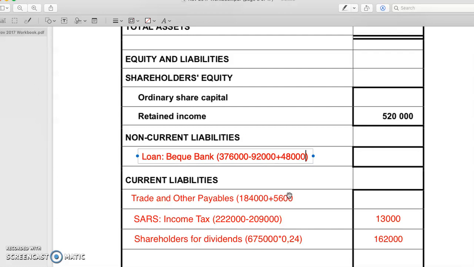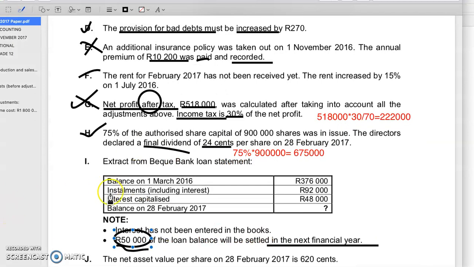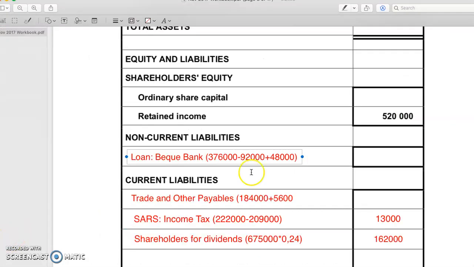But we are not done, guys. This is so important. We're not done. I know it looks like we're done, but we're not. Remember that this is non-current liabilities. And we said because we have a current portion of the loan that we're paying very soon, this is not non-current. This is current. And that means we have to subtract it from our non-current loan, okay? We have to subtract it, and you should get a final of 282,000 Rand.